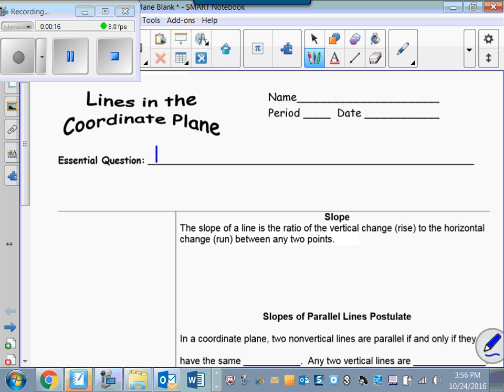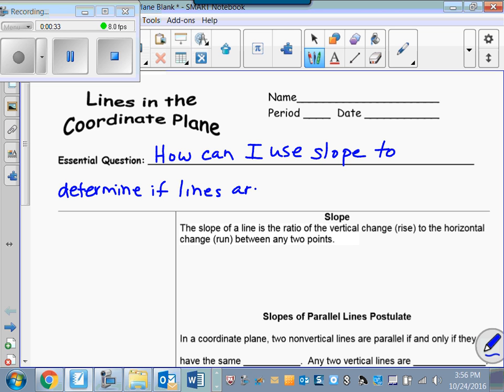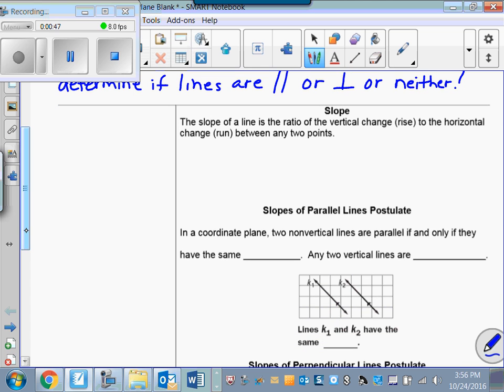The essential question is going to be, how can I use slope to determine if lines are parallel or perpendicular or neither? And also probably, how can I use what I know about slope to solve other interesting problems? But we don't have to write that down.